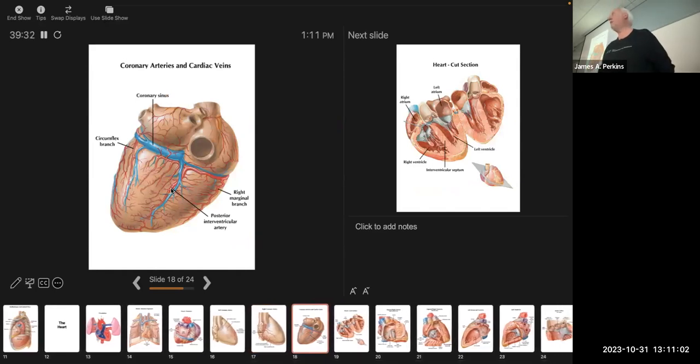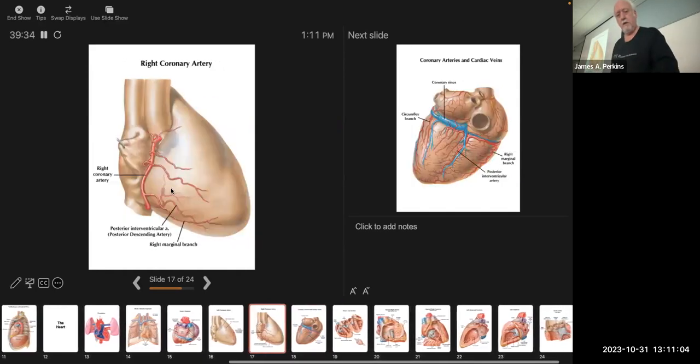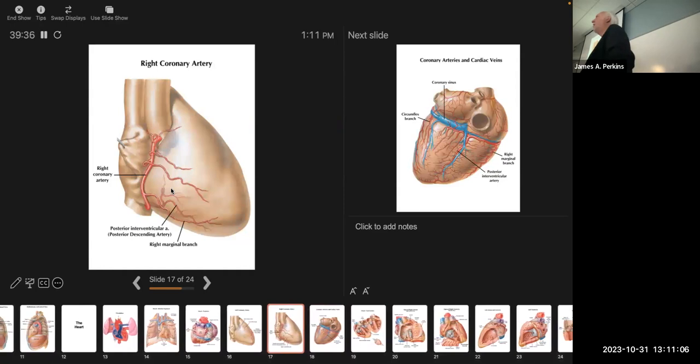Wait, so atrioventricular sulcus is interchangeable with coronary? Yes. Okay. Yeah, atrioventricular sulcus is the same thing as coronary sulcus. Do we have to know both words? No. Okay. If you know one, I'll be happy.